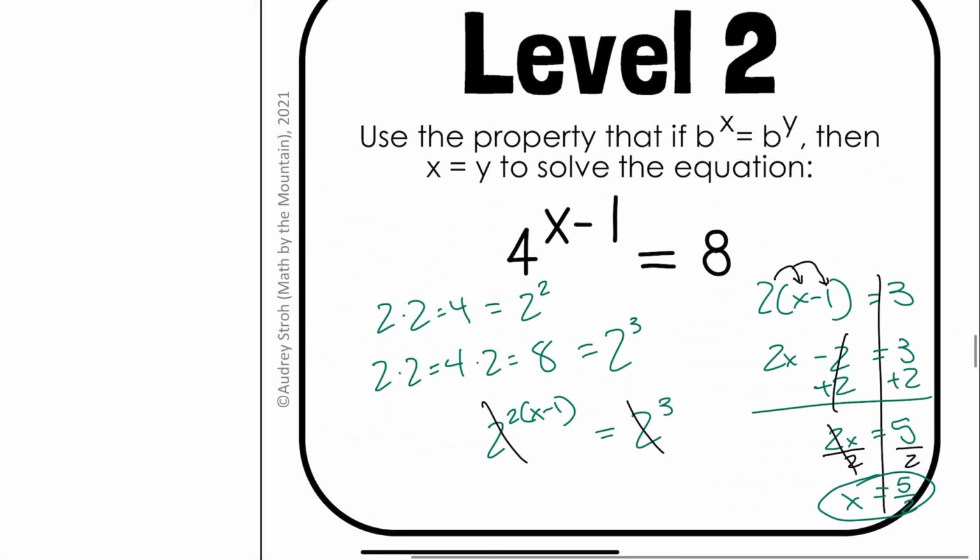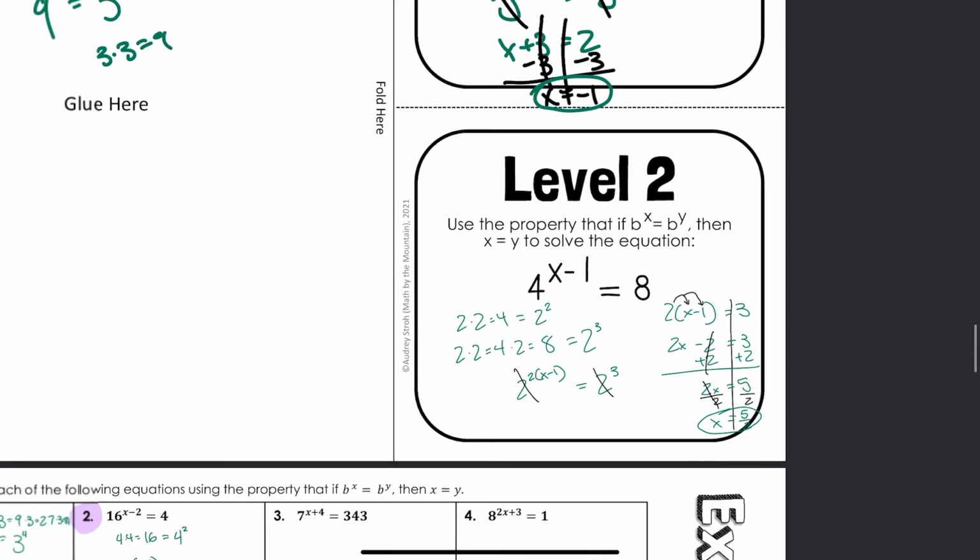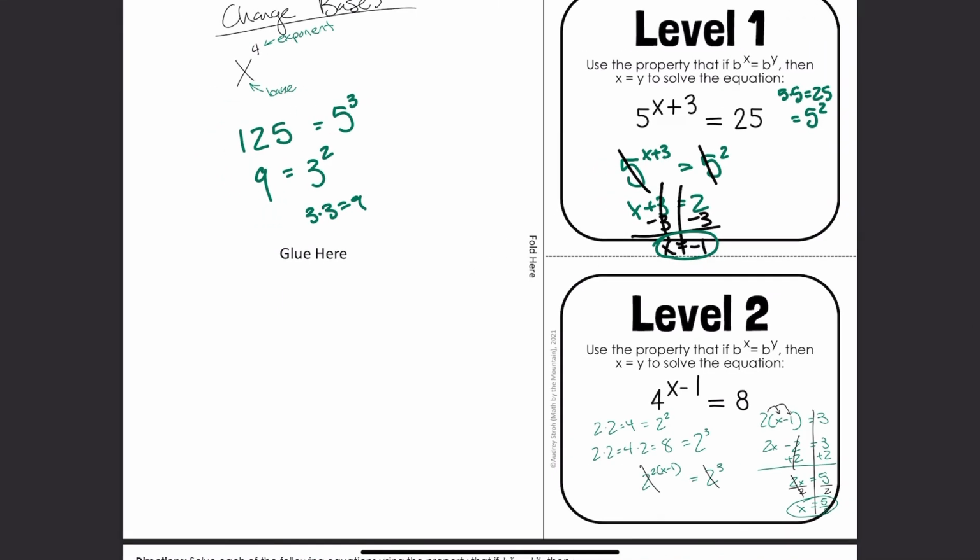So like I said, the only difference between level 1 and level 2 is going to be the fact that we need to change both of the bases this time. These do not show you what your base should be.